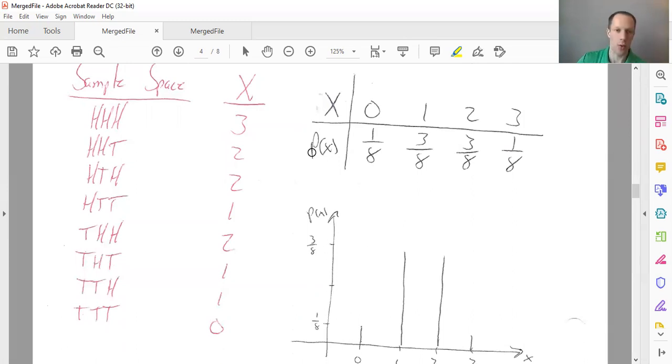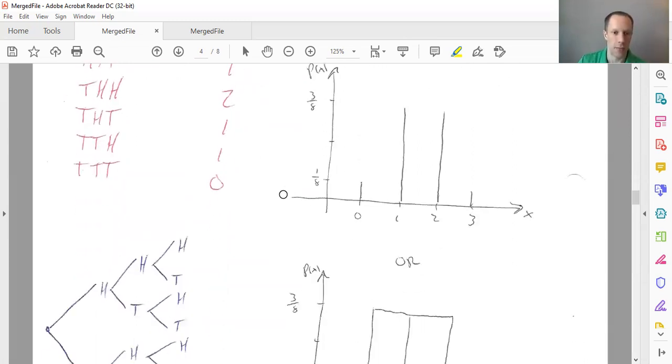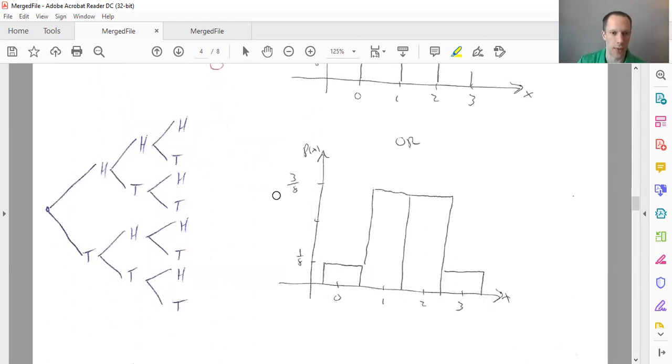Now, since there's 3 coins involved here, it might be best if we used a tree diagram to come up with our sample space. So think of a penny, a nickel, and a dime. The penny could be heads or tails. So I start with 2 branches.